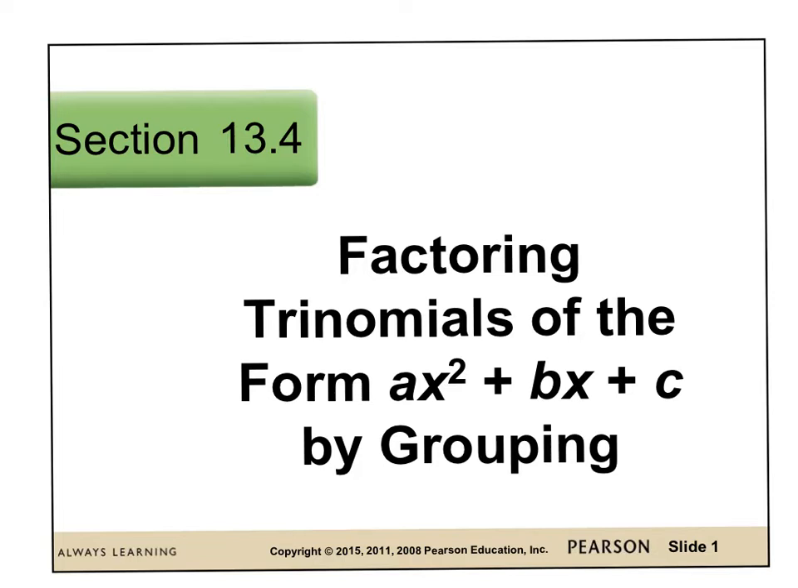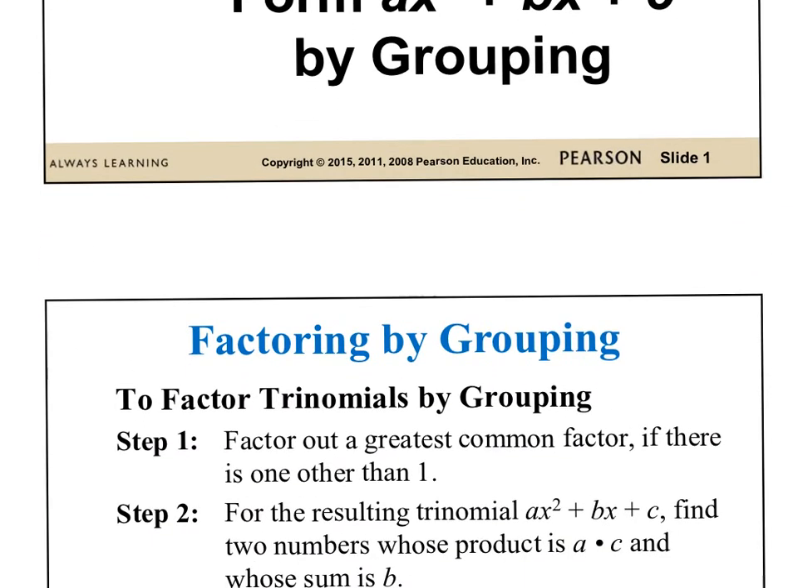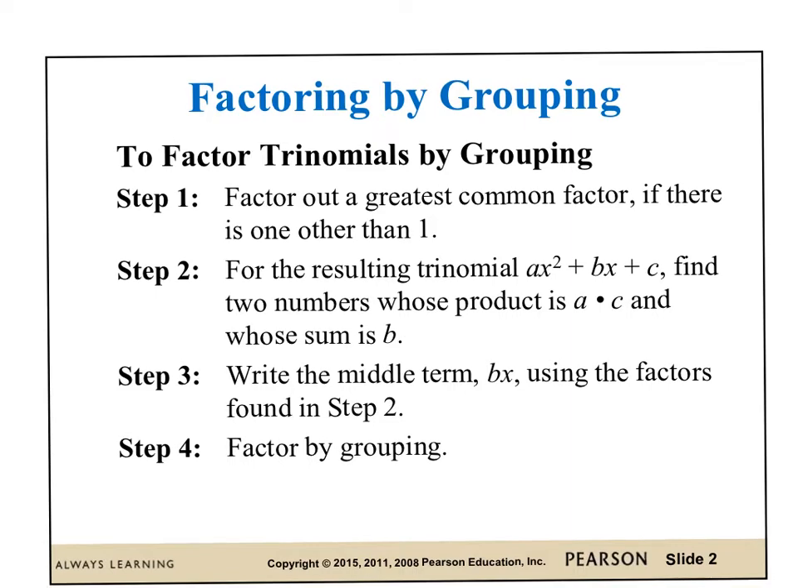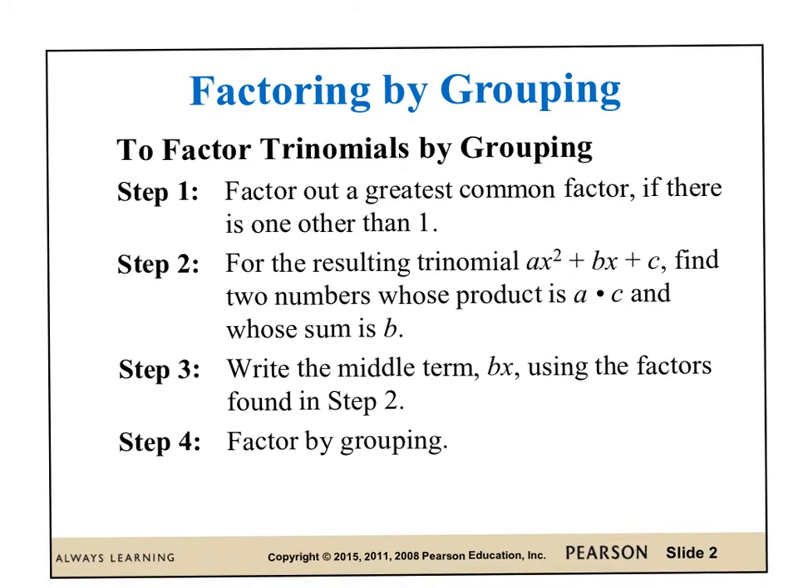This is section 13.4, and we are going to be factoring trinomials of the form ax squared plus bx plus c by grouping, which is the official title for what this method is. I modified it a little bit so that we're actually factoring by what's called the table method. But basically, these are the steps that we're going to take.